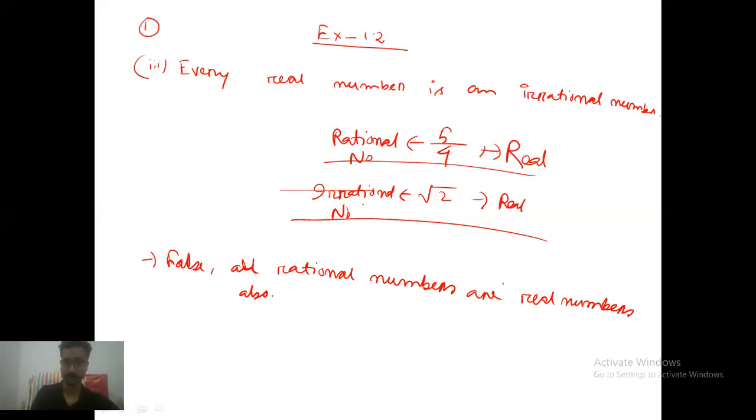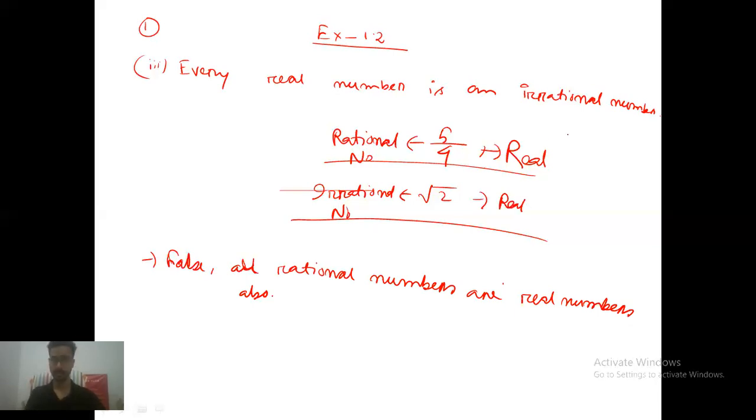Irrational number, all rational numbers are real numbers. Yes or no? All irrational numbers are also real numbers. It will be true. But every real number is an irrational number? It will be false. A real number can be rational also, irrational also. Understand? Yes or no? Every real number is an irrational number.